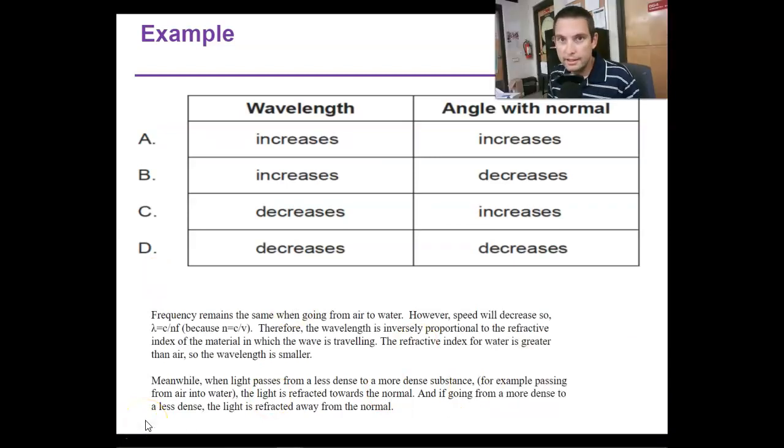All right, so here is the explanation. Frequency is going to stay the same when going from air to water. However, the speed will decrease. So the wavelength equals c over n times f, where n is your index of refraction and f is our frequency. Therefore, the wavelength is inversely proportional to the refractive index of the material in which the wave is traveling. The refractive index for water is greater than air, so the wavelength is smaller. Meanwhile, when light passes from a less dense to a more dense substance, for example from air to water, light is refracted towards the normal. And if going from a more dense to a less dense, the light is refracted away from the normal. So there's your answer.